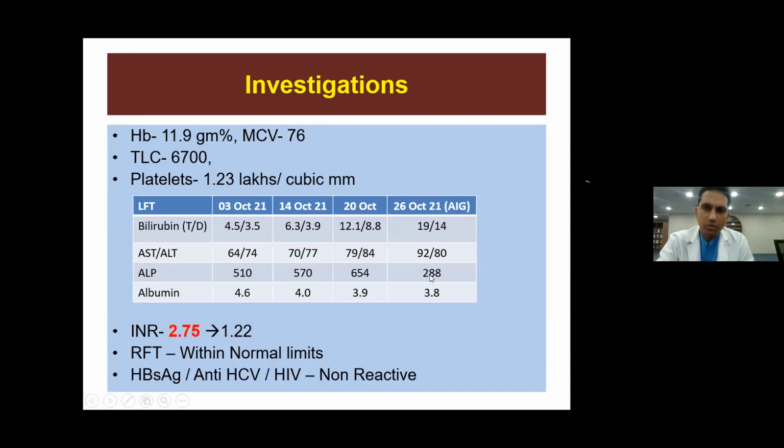The last value is of AIG. Its upper limit is 120. The other labs' upper limit is 300. So there is a progressive obstructive jaundice. Albumin is gradually reducing. Initially, his INR was deranged, 2.75, which was corrected with vitamin K to 1.22. Renal function tests were within normal limits. Viral markers, especially hepatitis B and C, were negative.